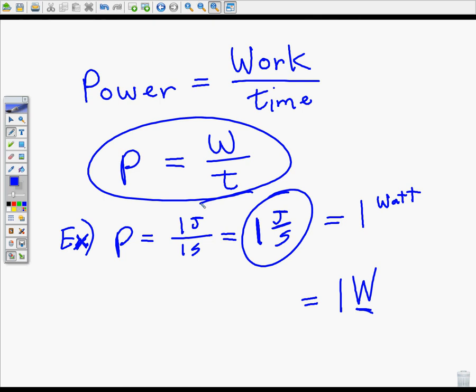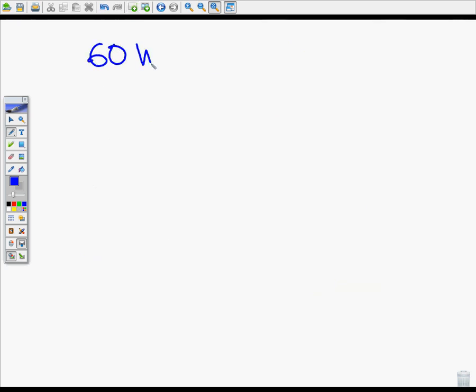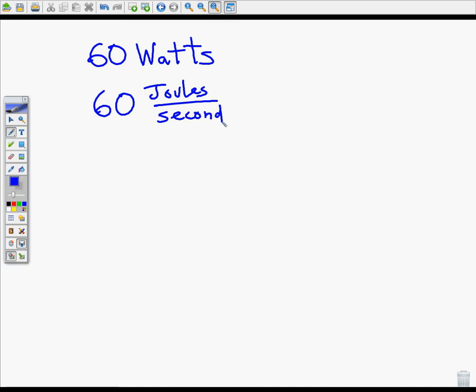You're probably familiar with watts when it comes to light bulbs. If you have a 60-watt light bulb, you now know what that means. 60 watts, 60 joules per second. So 60 joules of work is done every second to keep that light bulb on. If it's a 100-watt light bulb, 100 joules of work are done each second to keep that light bulb lit.